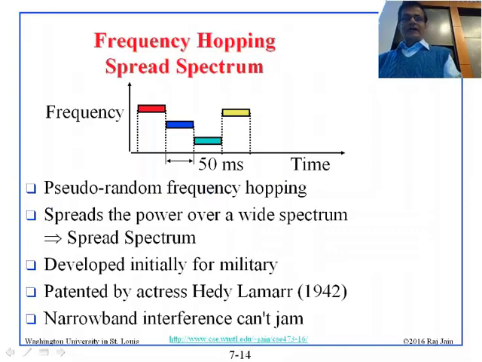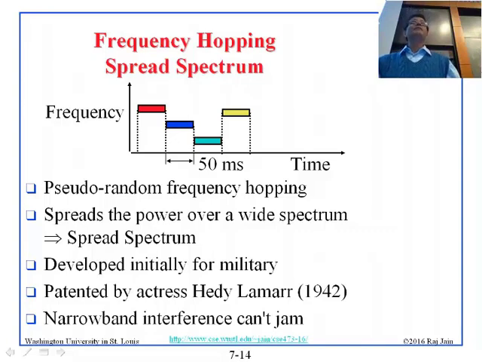So frequency hopping spread spectrum works as follows. And it was not developed for this method. This was developed for military. You know for what? So that nobody could listen to you. That is why it was developed, so that they don't know what frequency you are on. The enemy cannot tune to your frequency because you are hopping all over. That is why it was developed.